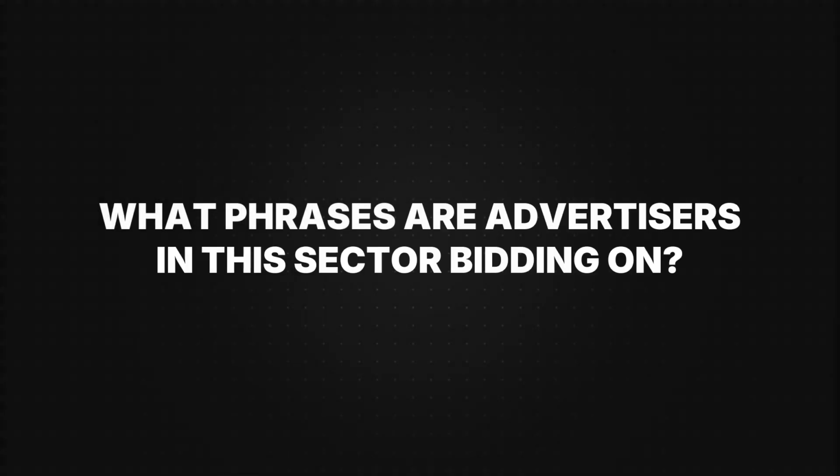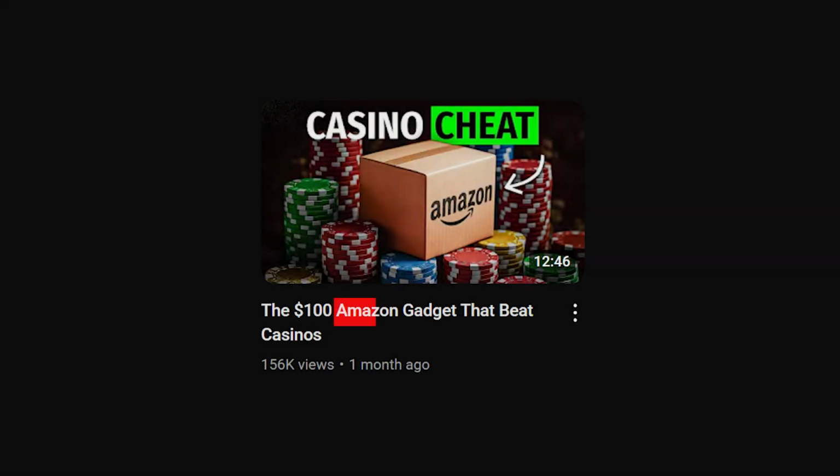Before ideation, it's a good idea to ask, what phrases are advertisers bidding on in this sector? Then naturally weave those high value terms into your metadata intentionally. It's a great idea if the content fits. So your metadata helps attract the right advertisers.